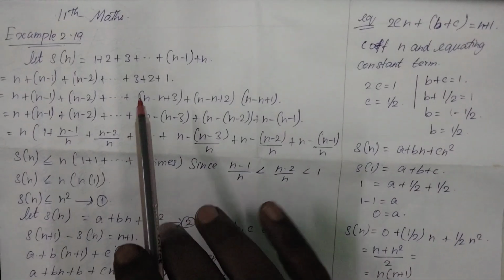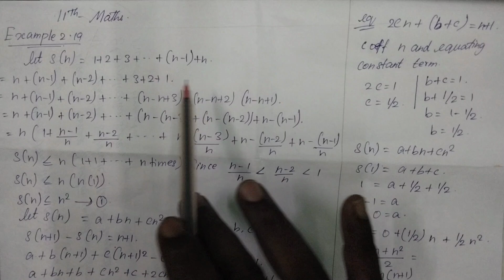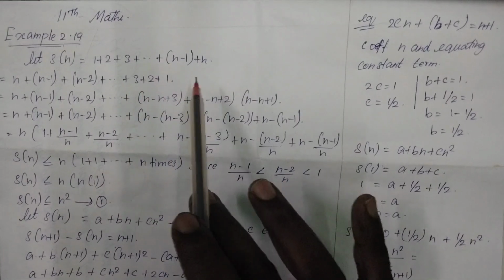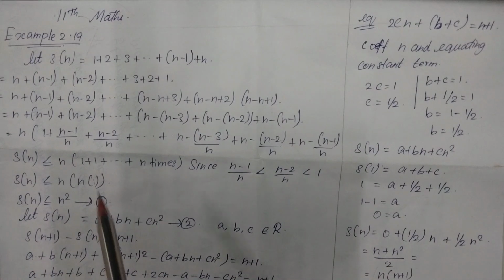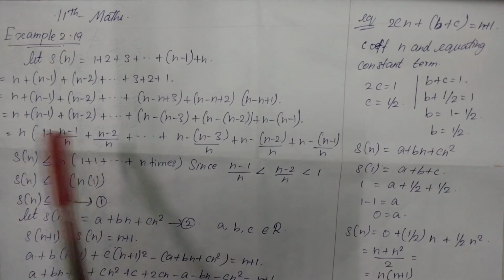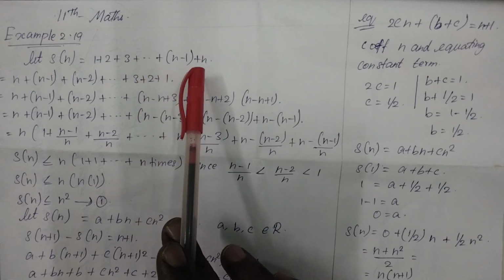So in this sum, they ask how to get the formula for the sum of n natural numbers. We already know that the sum of n natural numbers equals n into n plus 1 by 2. Now we learn how to derive that formula. Given the question, take Sn equal to 1 plus 2 plus 3 up to n.